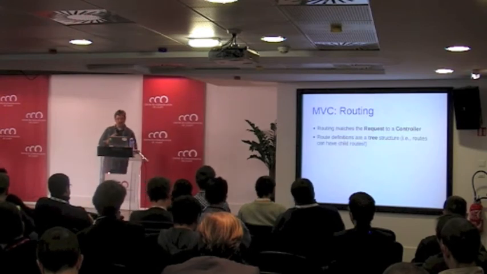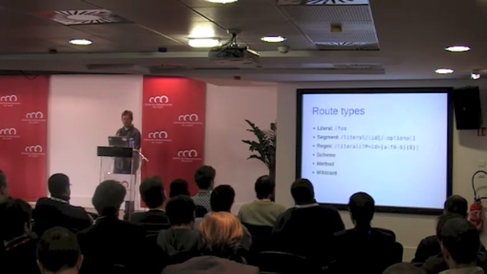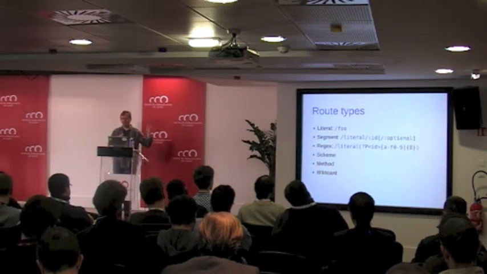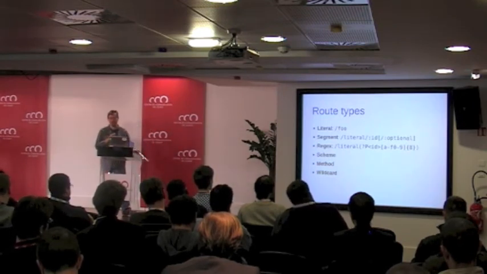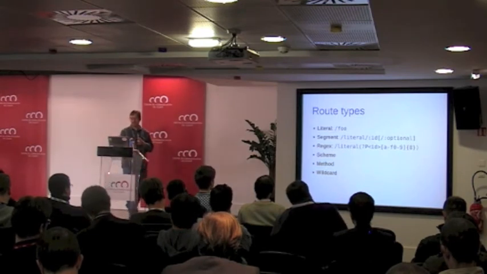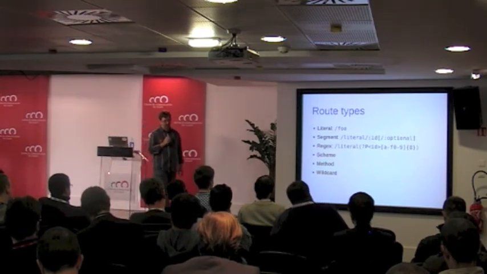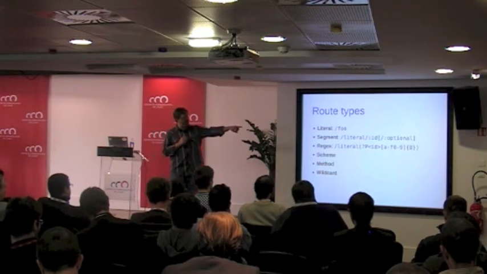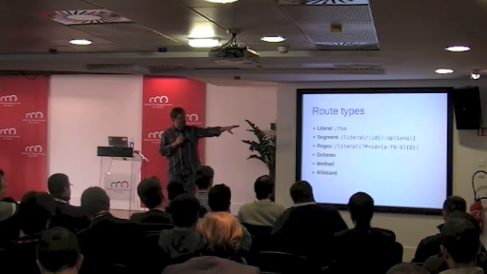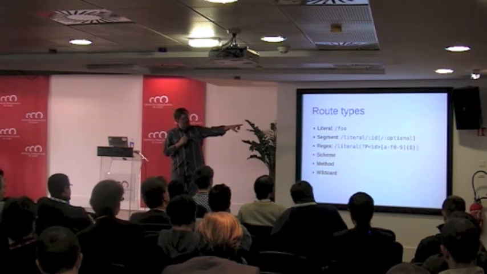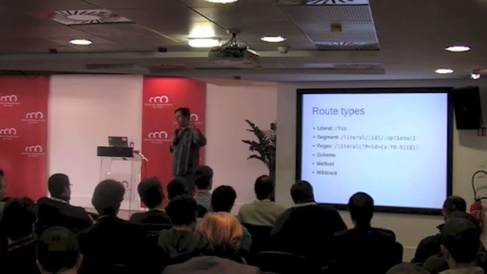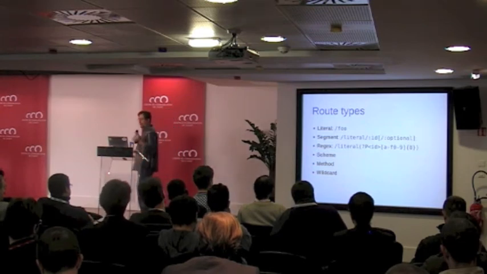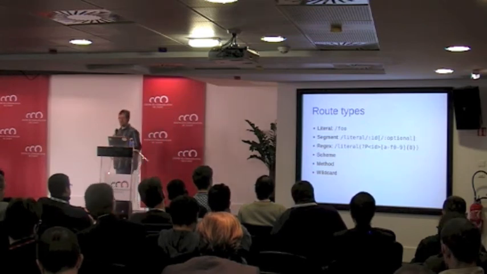In terms of routing, we have a number of route types, and these are just a sampling of them. You have literal routes, segment. And segments are similar to what we had in Zend Framework 1. The difference is a little bit in the notation. We're using now the colon notation that a lot of frameworks are now using. I believe Rails started it. But you can also use brackets in order to denote optional portions, which is really neat.